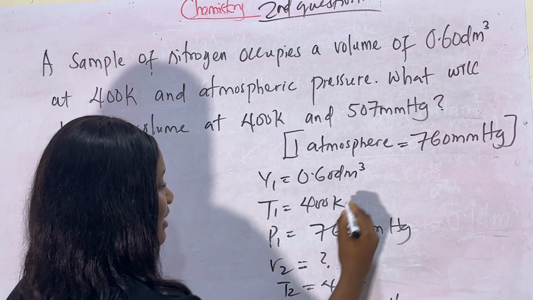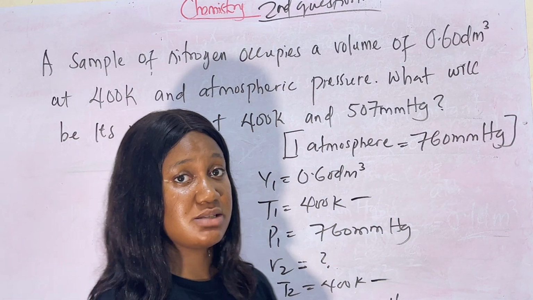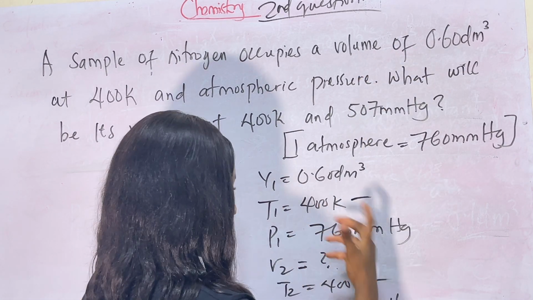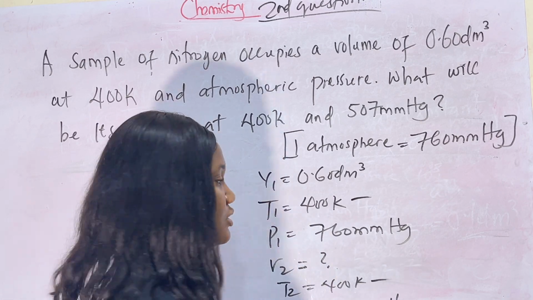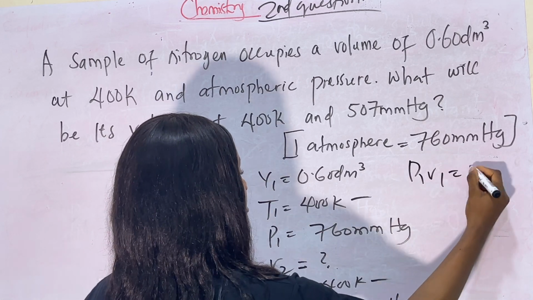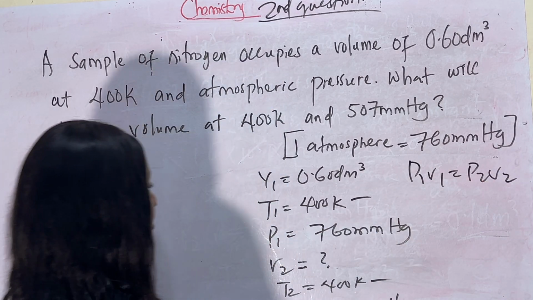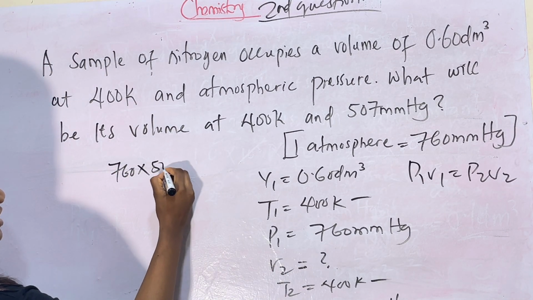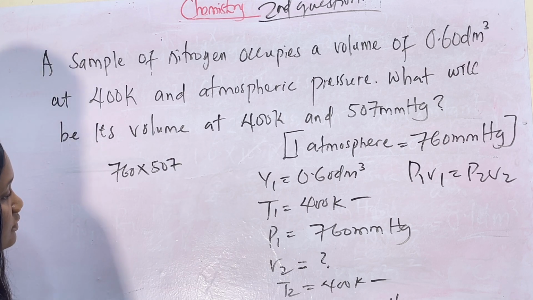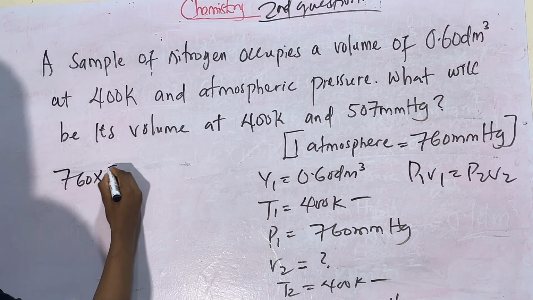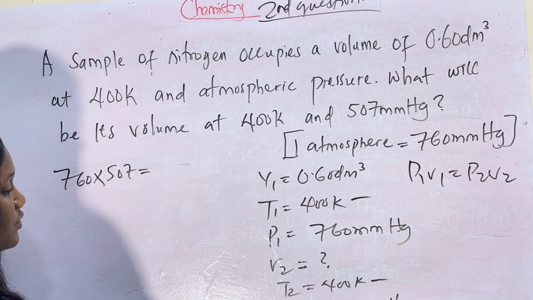Now, if you notice, our T1 and T2 are the same temperature. What does this mean? It means that this question is in Boyle's equation, because Boyle's law has to do with constant temperature. So the equation I'm going to use for this question is P1 V1 equal to P2 V2. Now, let's solve. What's my P1? 760 times V1, 0.60, equal to P2, 507, times V2.